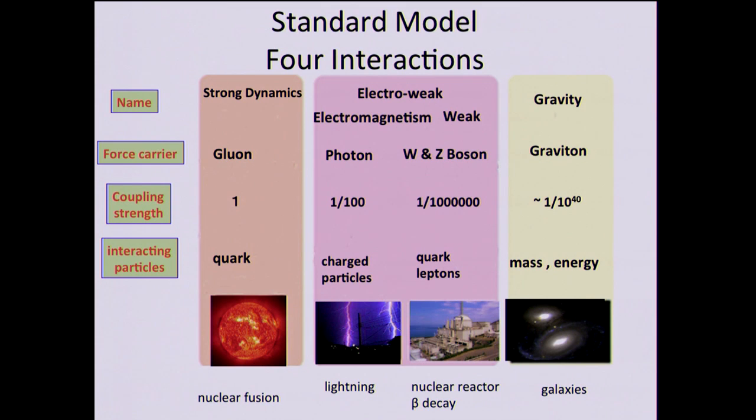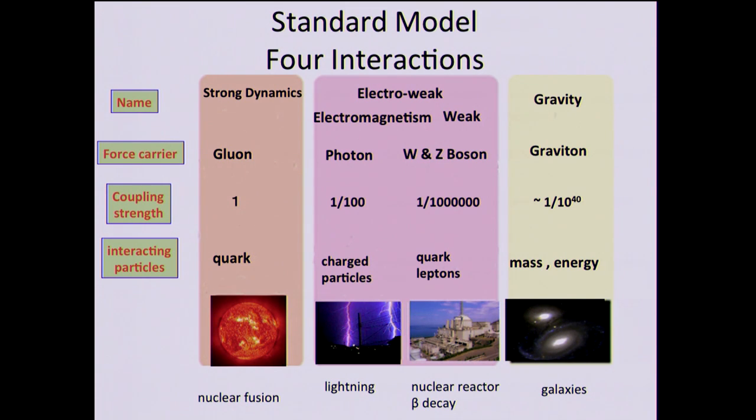And weak interaction, this is the so-called weak bosons, W or Z bosons. And gravity, there's a graviton, supposed to be. And in the strong dynamics case, the force carrier is called gluon, something gluing quarks. And the coupling strength, in the unit of, let's say, strong dynamics being 1, then electromagnetism that we are familiar with is 2 orders of magnitude smaller, weaker.